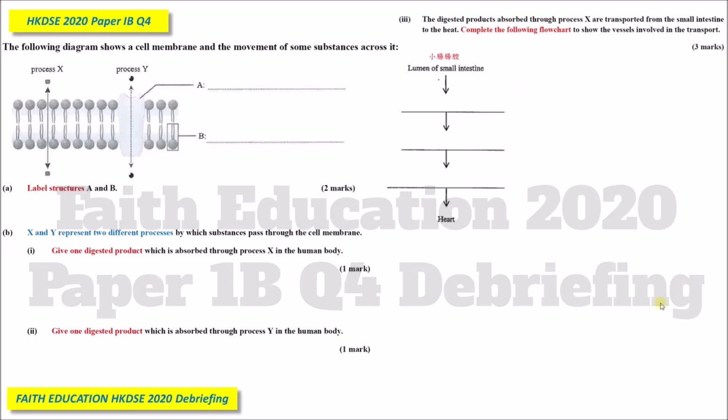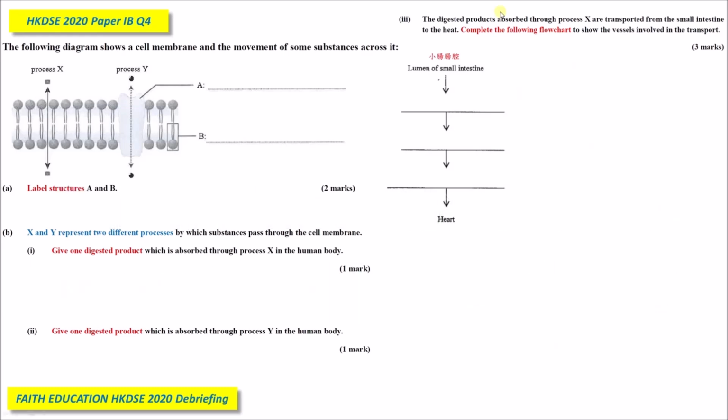Q2O question 4 is about the cell membrane and the digestion and absorption. The following diagram shows a cell membrane and the movement of some substance across it. You can see the process X across the phospholipid bilayer directly, and the process Y across the channel protein. And you can see the structure A and B.